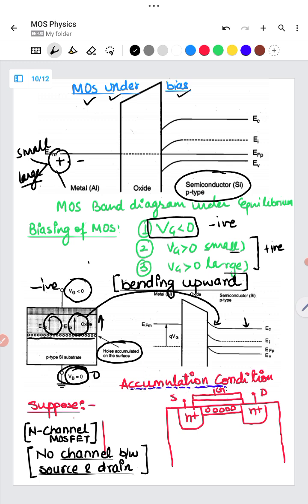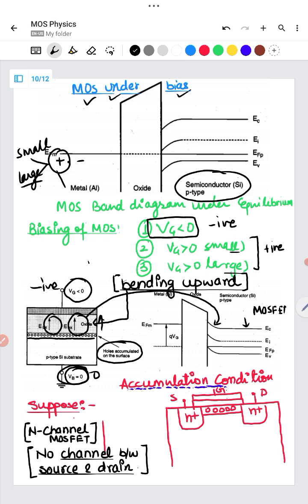Why is the bending upward? You can directly understand this by seeing the electric field. The electric field direction is upward, so definitely the band has to bend upside. Now in this condition, how is this condition important as far as the MOSFET is concerned? We need to understand that also.